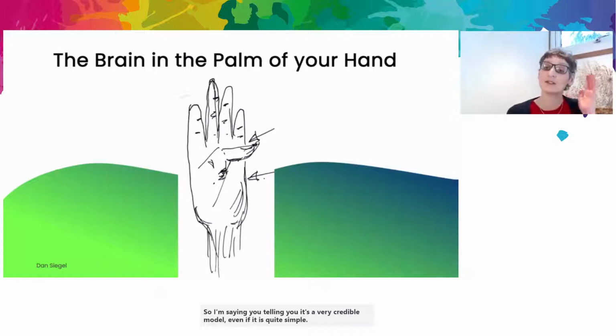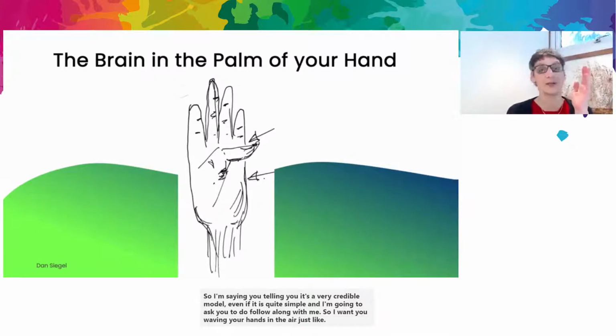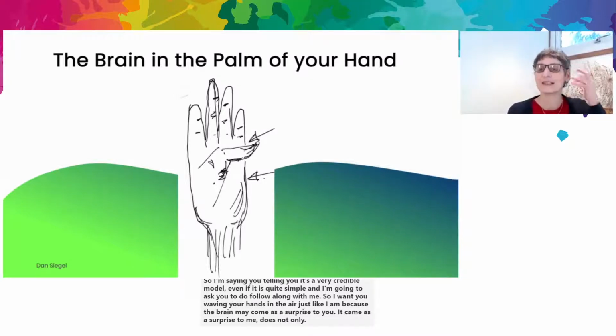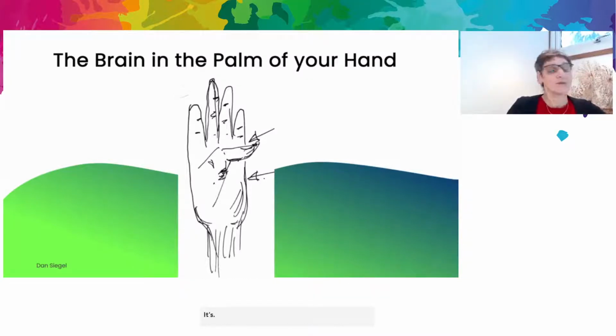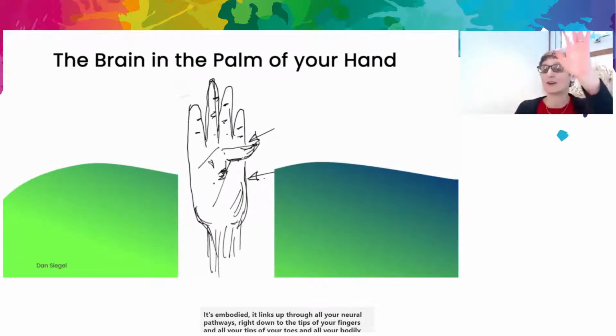And I'm going to ask you to follow along with me. So I want you waving your hands in the air, just like I am, because the brain may come as a surprise to you. It came as a surprise to me. It does not only live in your head, it's embodied. It links up through all your neural pathways, right down to the tips of your fingers and all the tips of your toes and all your bodily organs as well. And we remember things better if we have an embodied experience. So wave your hands along with me.